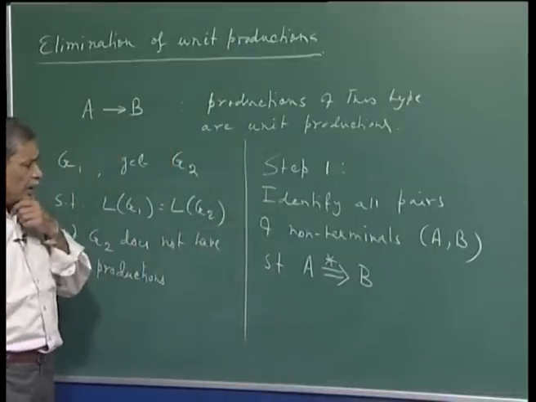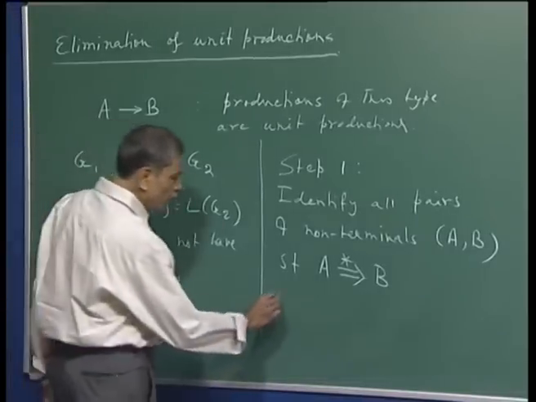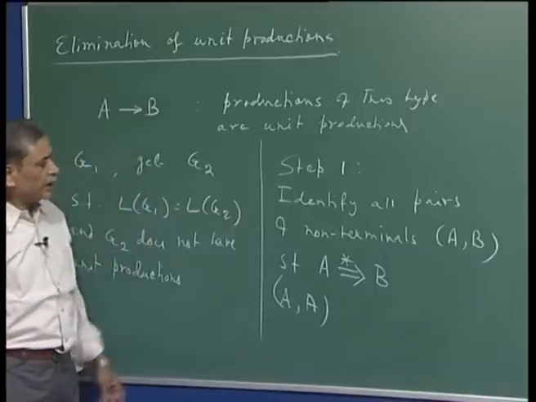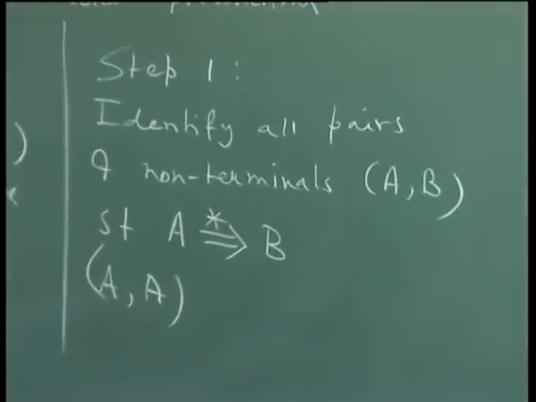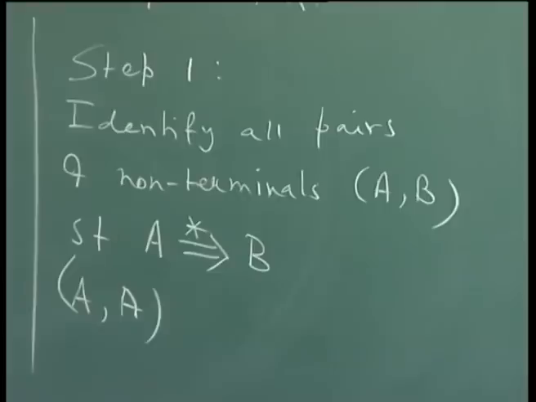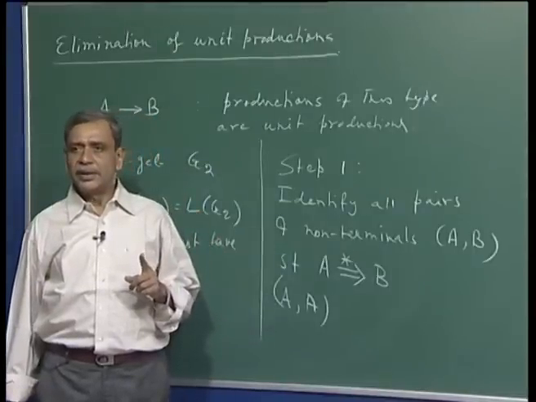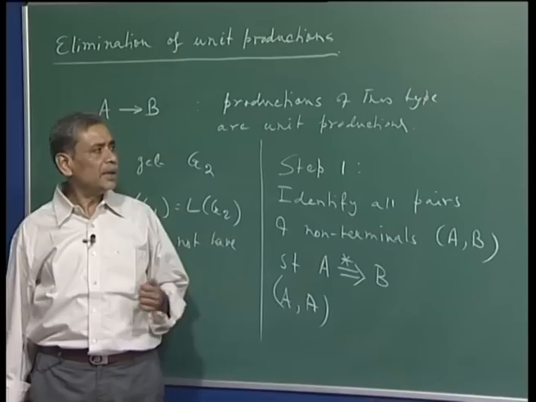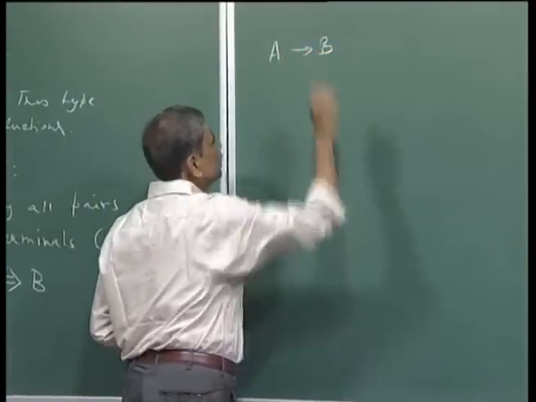Now, how do we find out all such pairs? Of course, trivially, every such pair will satisfy this, since you can go from A to A using no production at all. So, using zero productions, you can go from A to A, but this is a trivial case. The more interesting case is when you can go from A to B in exactly one step of derivation. And when is that possible? Clearly, that will be possible when you have a production of this kind.